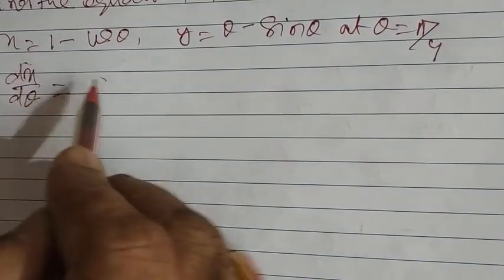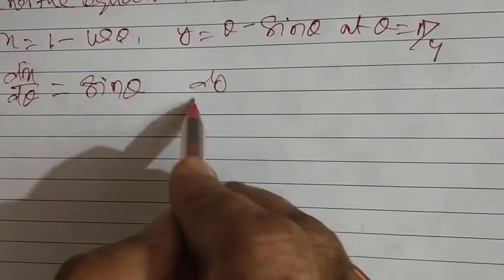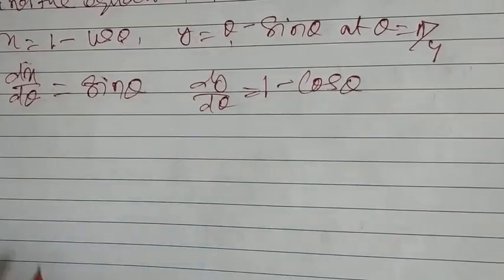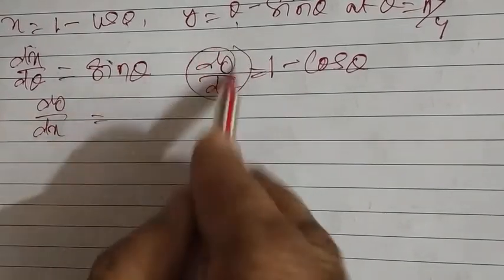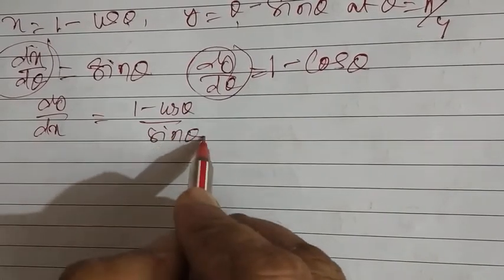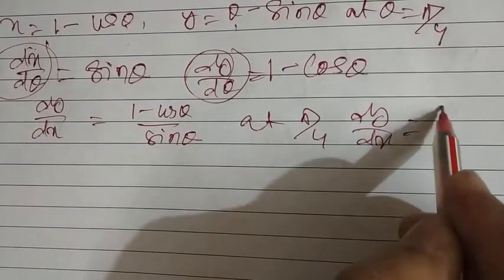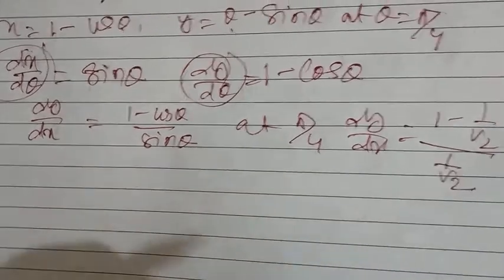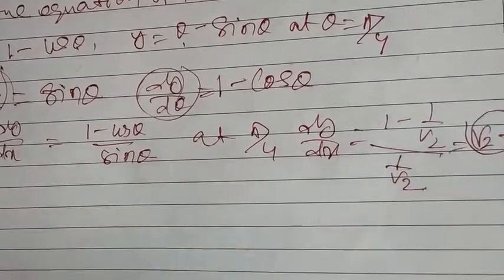Slope निकालते हैं पहले. माइनस cos theta का sin theta. What is dy by d theta? Theta का 1, sin theta का derivative cos theta. Now what is dy by dx? It is dy by d theta divided by dx by d theta, 1 minus cos theta by sin theta. Now at pi by 4, what is dy by dx? 1 minus 1 by root 2 by 1 by root 2. So root 2 multiplied, root 2 minus 1. This is slope of the tangent.